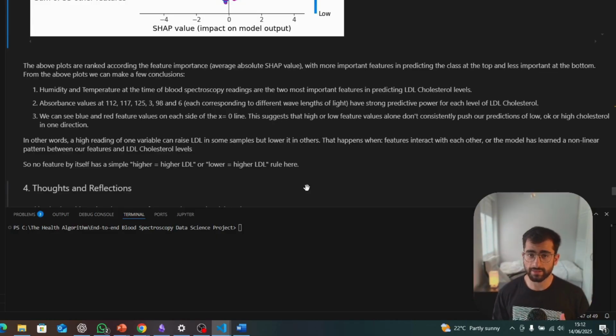Another reason is that there isn't a linear relationship between our features and our target variable. So it might not be that as the absorbance value increases at a certain wavelength, the predicted probability goes up. It may be that at a certain range of absorbance values, it may increase the prediction. Then at another range that's slightly higher, it may decrease the prediction. And then at another range that's slightly higher, it may increase the prediction. So it's not necessarily linear. It could be quadratic.